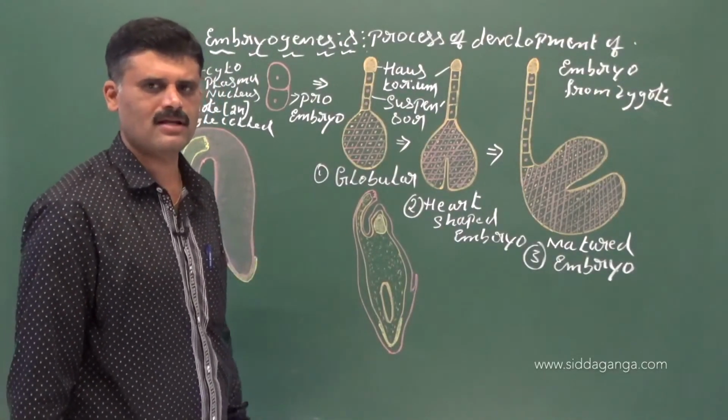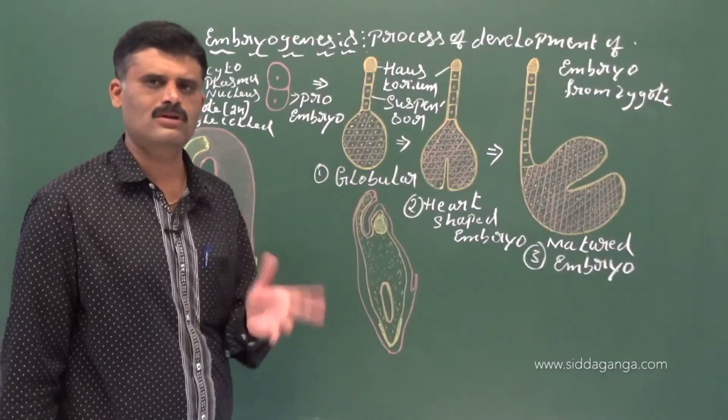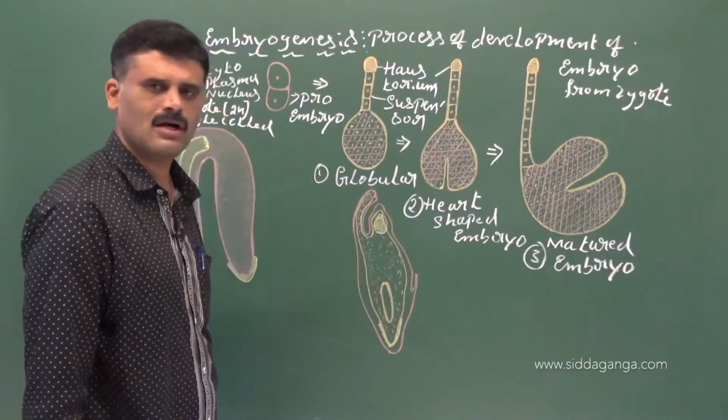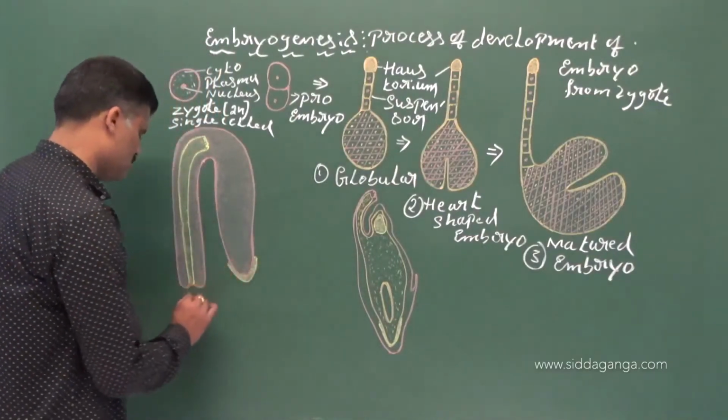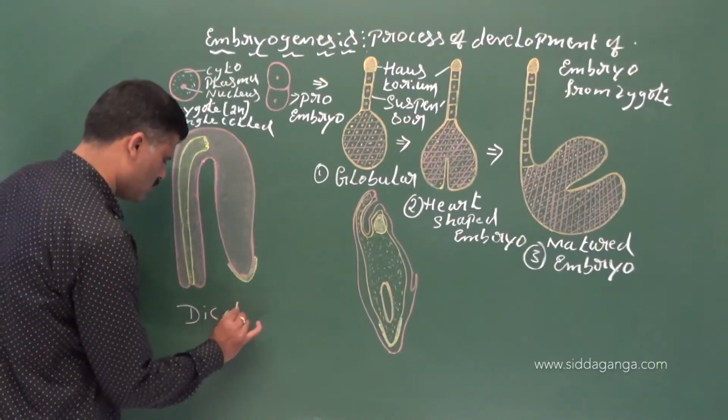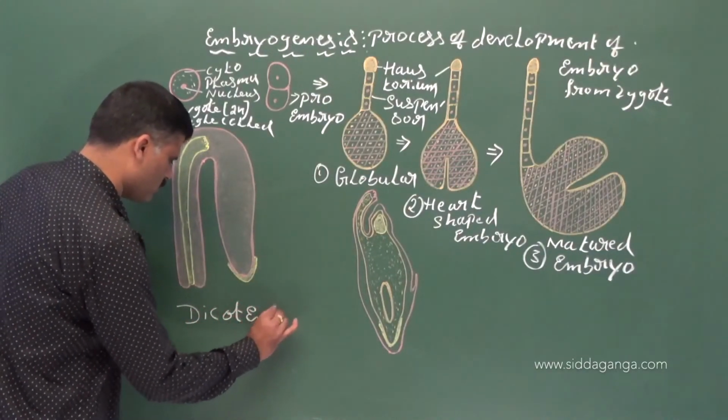So now we should discuss both the dicot embryo, the shape of the dicot embryo and the shape of the monocot embryo. Okay, here see this shape is for the dicot embryo.